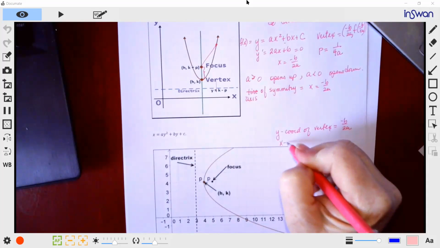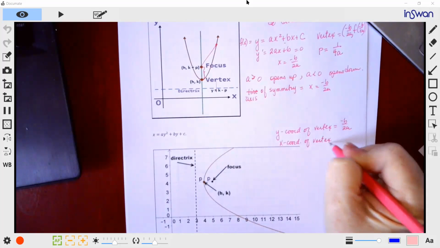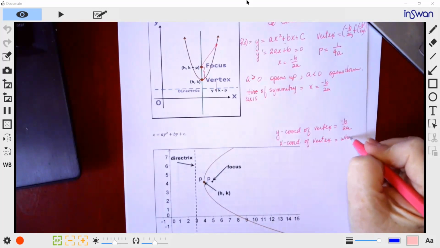And the x coordinate of the vertex is what you get when you plug that back in.